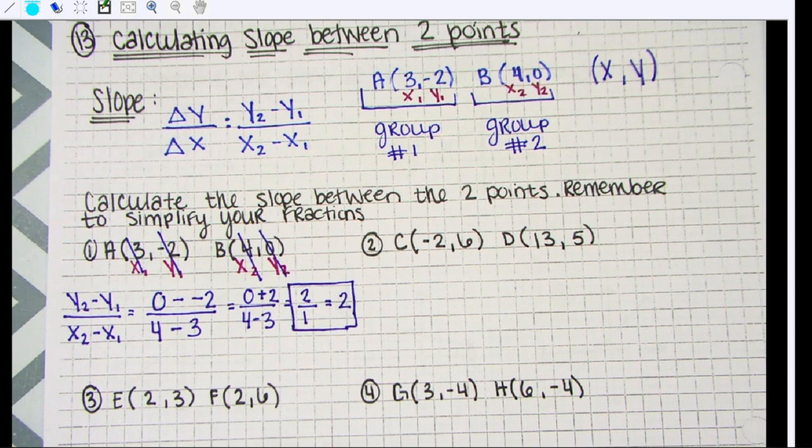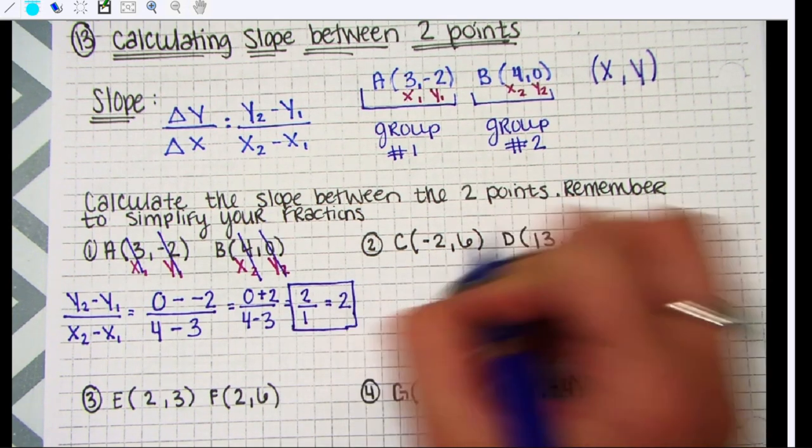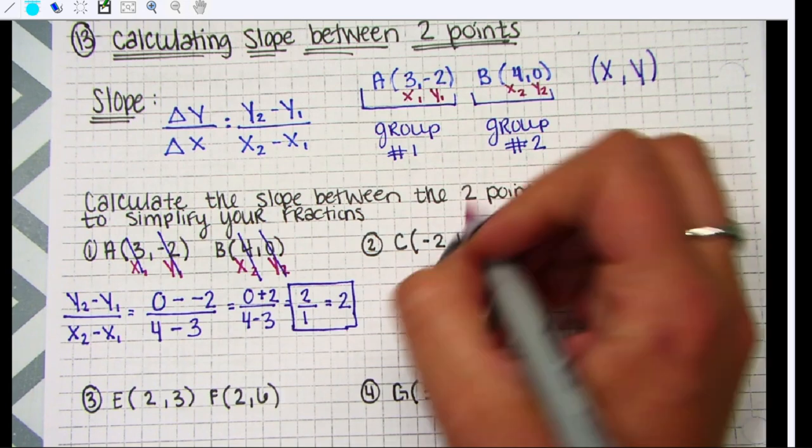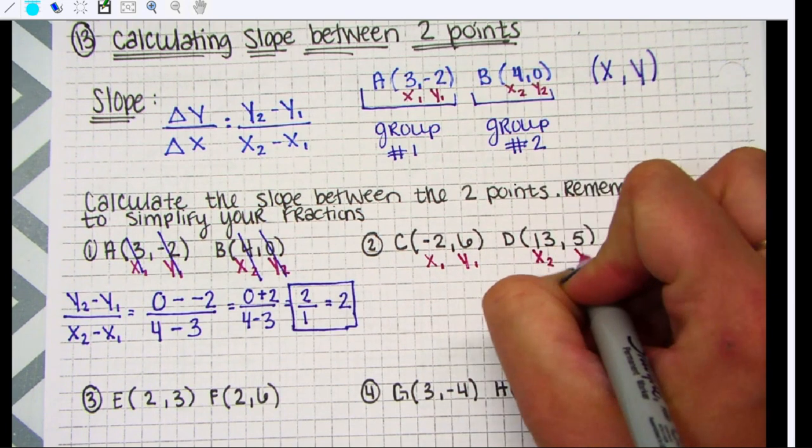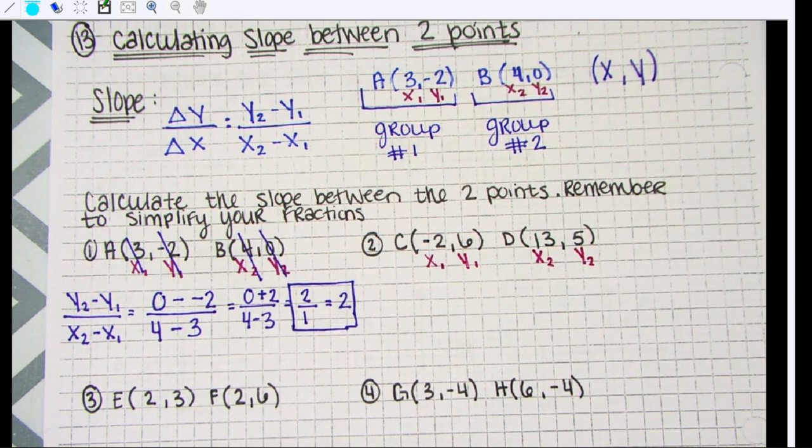All right, go ahead and label number 2. Take a second. X1, Y1, X2, Y2. Take the time to label and write your formula. The more you label, the easier it becomes. If you're feeling confident, go ahead and try this problem. If you're feeling good, test it out. Let's see if we can do it.